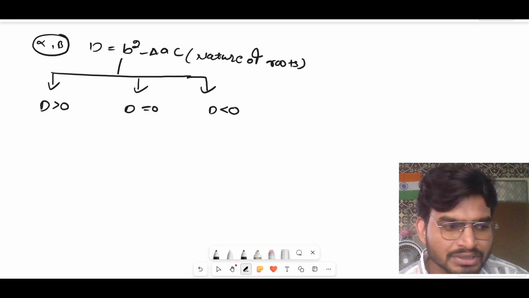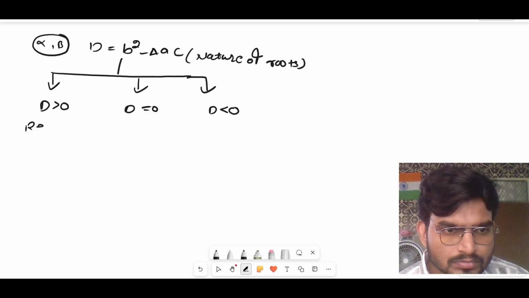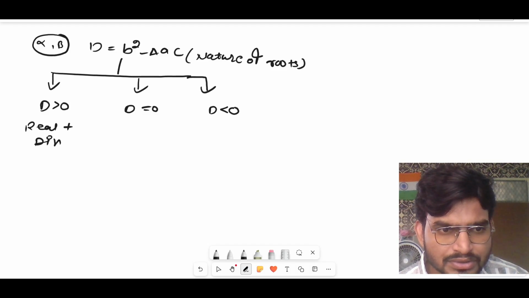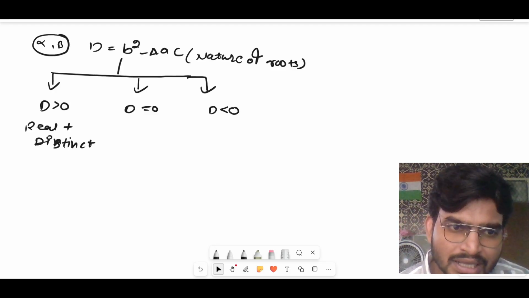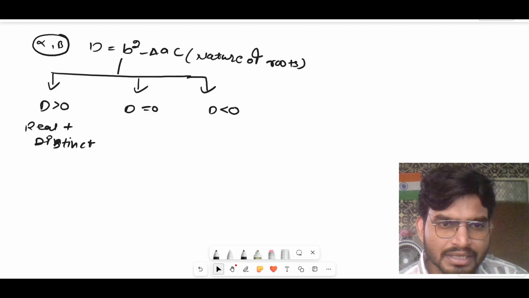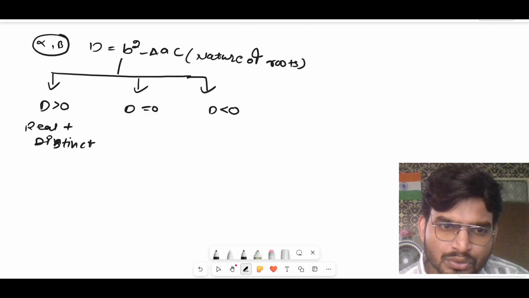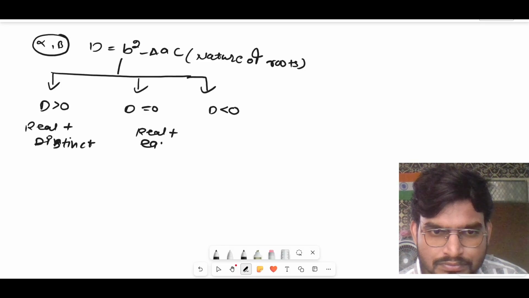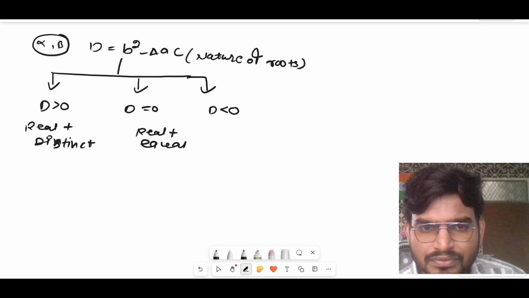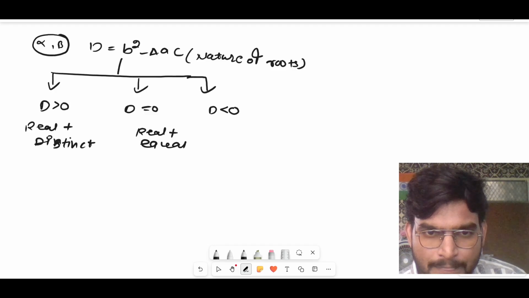So if D is greater than 0, then the roots will be real and distinct. And if D equals to 0, then the roots will be real and equal. And if D is less than 0, then the roots will be imaginary.